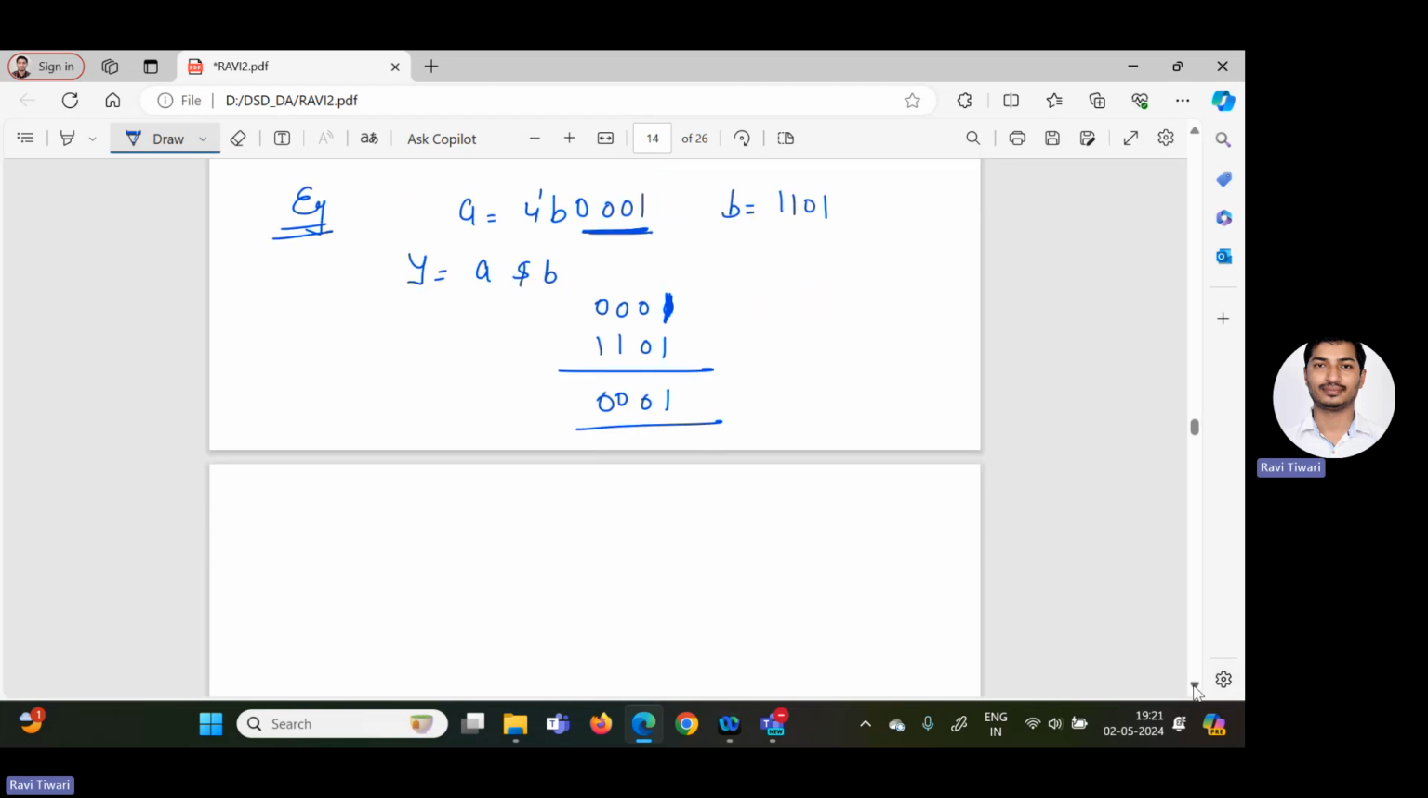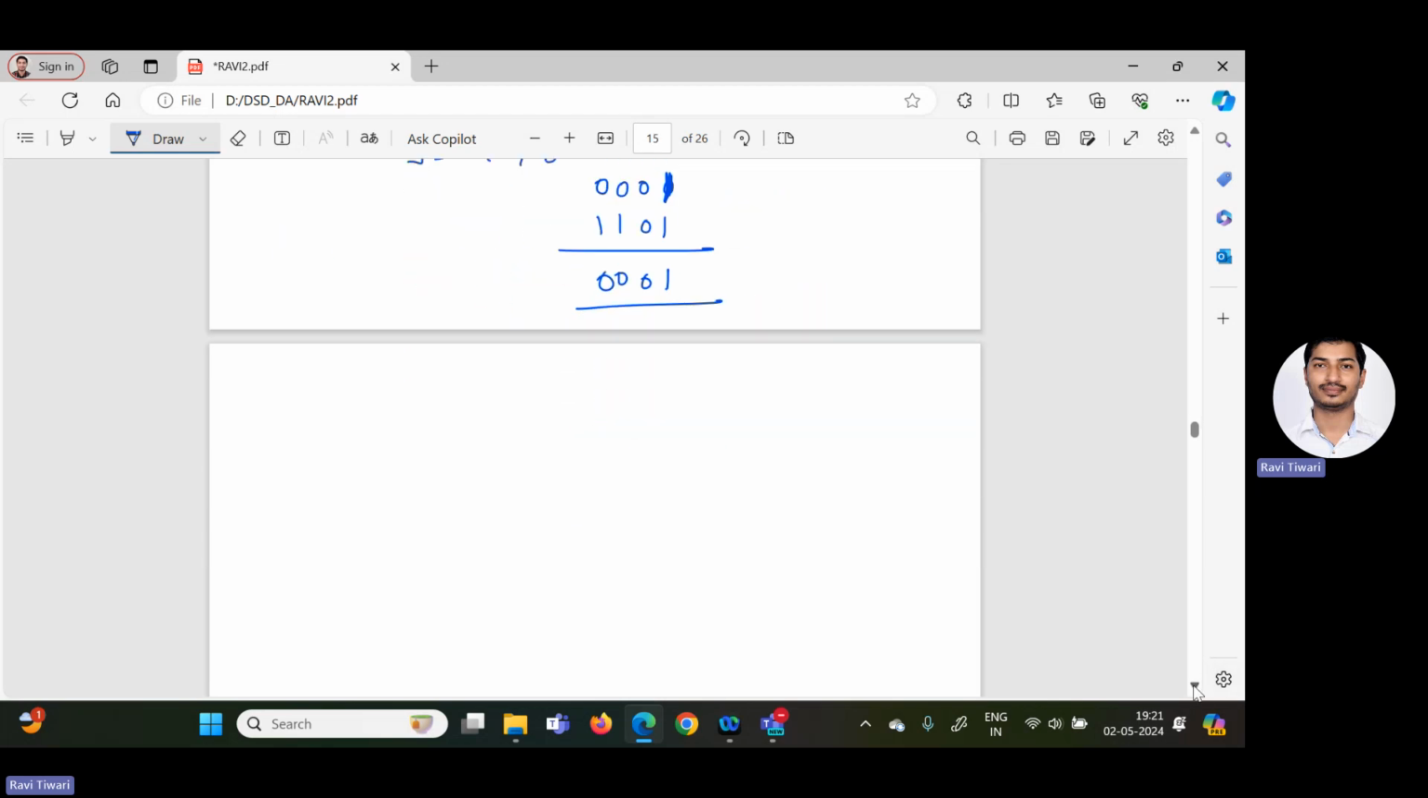So in the bitwise operator, we have seen two types. One is unary, another one is binary. What is the difference? In the unary operator, we have a single operand. In the binary operator, we have two operands, and in between we have operators.